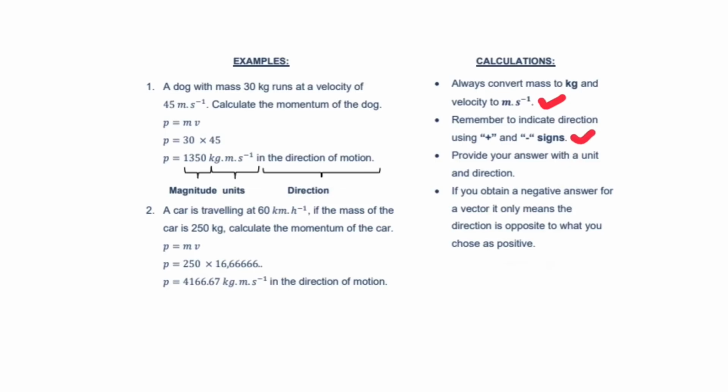And then the third bullet point, provide your answer with the unit and direction. We need to include the direction because momentum is a vector, like I have said. The fourth bullet point, if you obtain a negative answer for a vector, it only means that the direction is opposite to what you chose as positive. That's all it means, nothing more than that. So there we go. Those are the things we need to remember as we calculate.